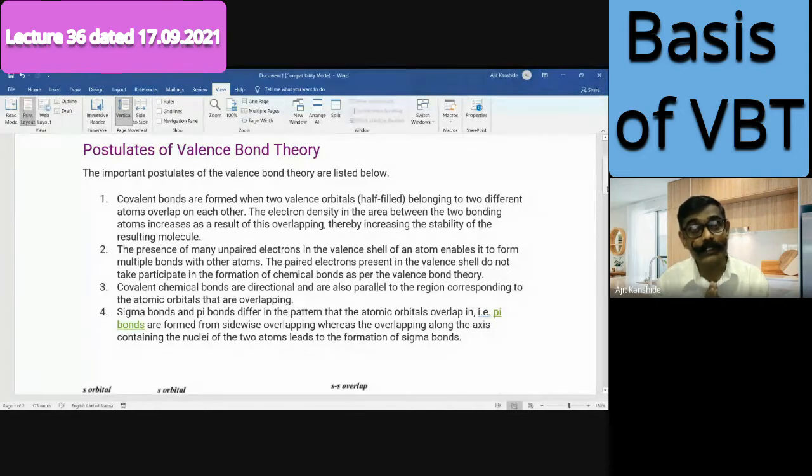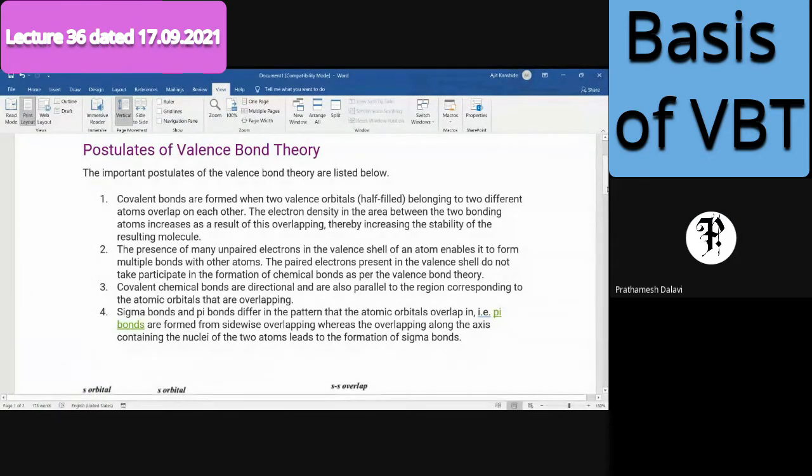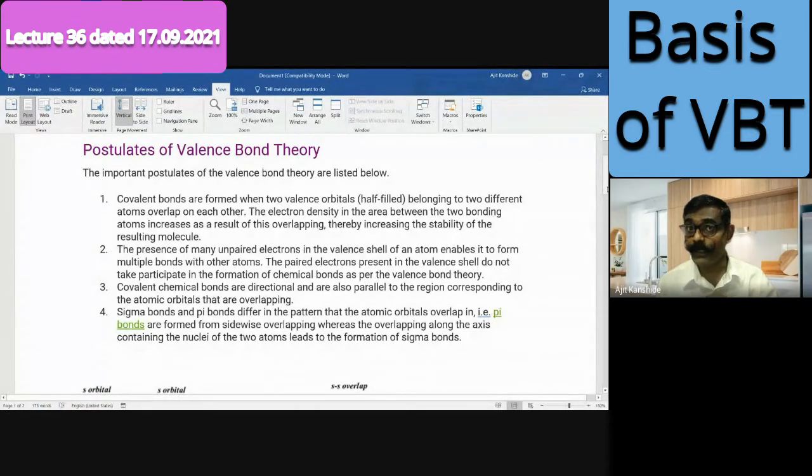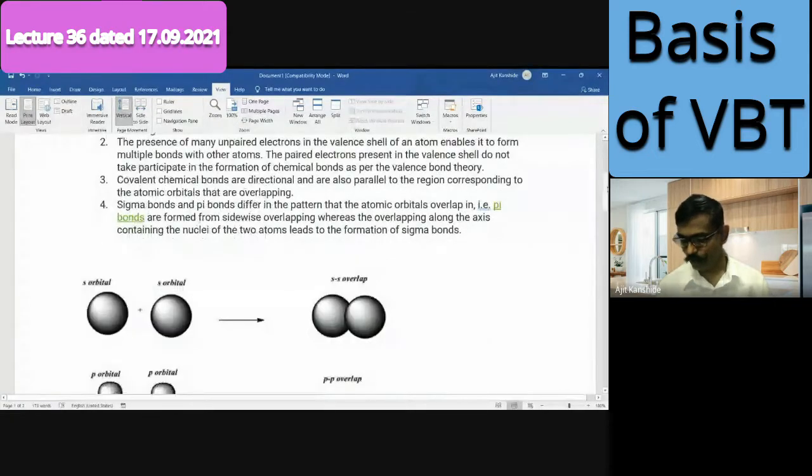If I consider, say, oxygen, will anybody help me? What's the atomic number of oxygen? 8. Right, 8. So its electronic configuration is 1s2, 2s2 and 2p4. Let me show here. Okay, here I write the electronic configuration for oxygen.